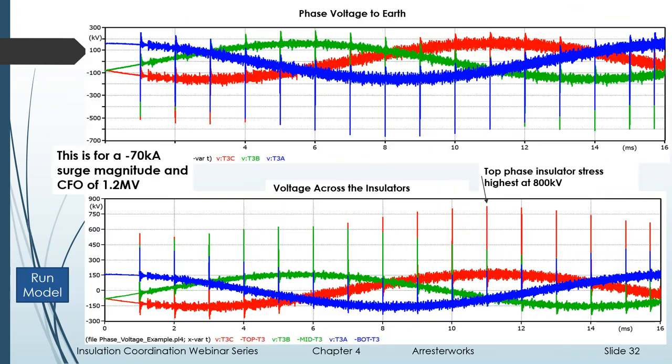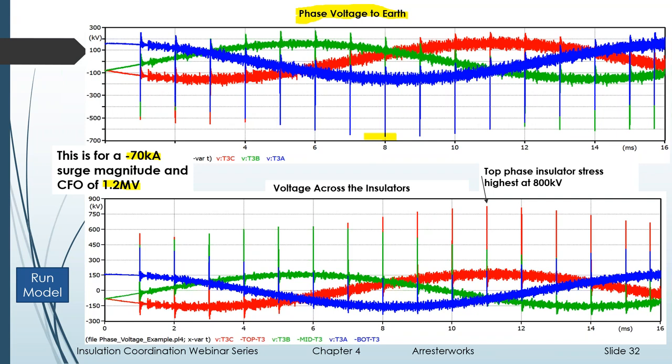So the next slide is kind of a summary slide that gives you a feel for how the phase voltage will affect everything. On the top phase, this is the voltage to earth from the high side of the insulator, from the phase side insulator to earth. And you can see that the maximum voltage is on this blue phase because of the impulse polarity, perhaps. And we have a maximum of 750 kV. This is for a minus 70 kA stroke, and a CFO of 1.2 megavolts, so we're not even close to the CFO of the insulator.